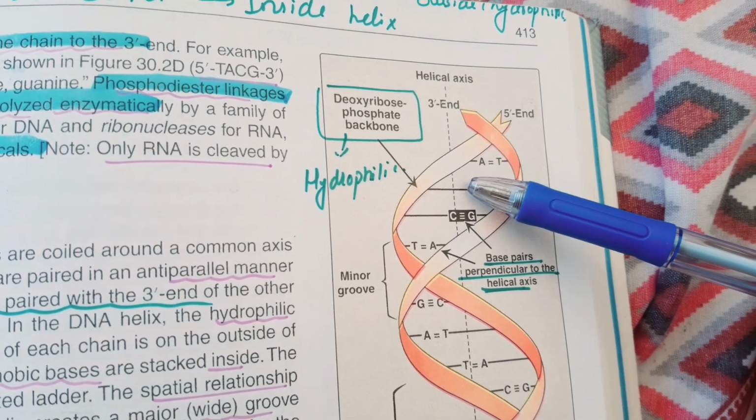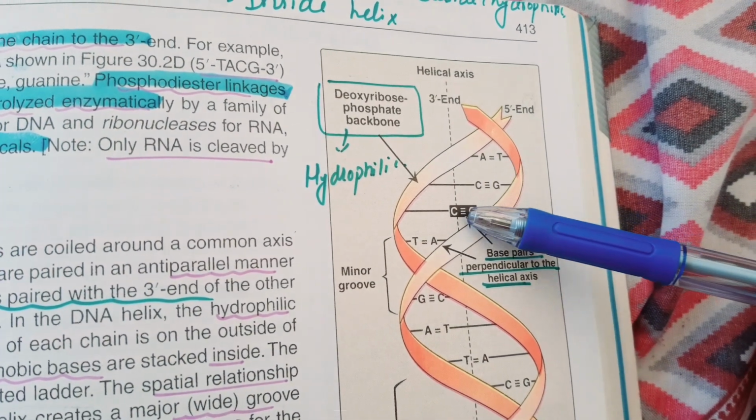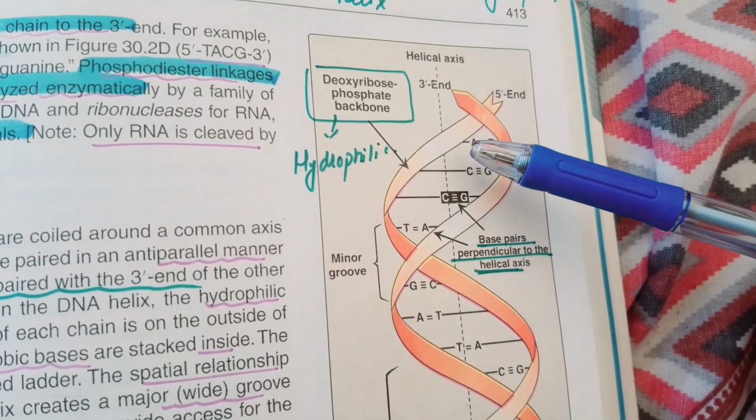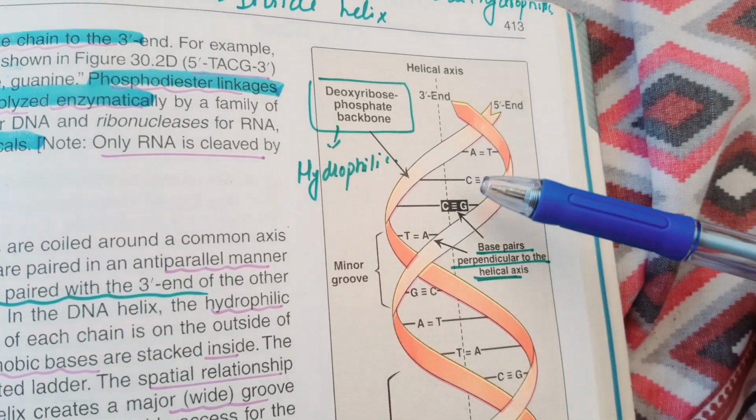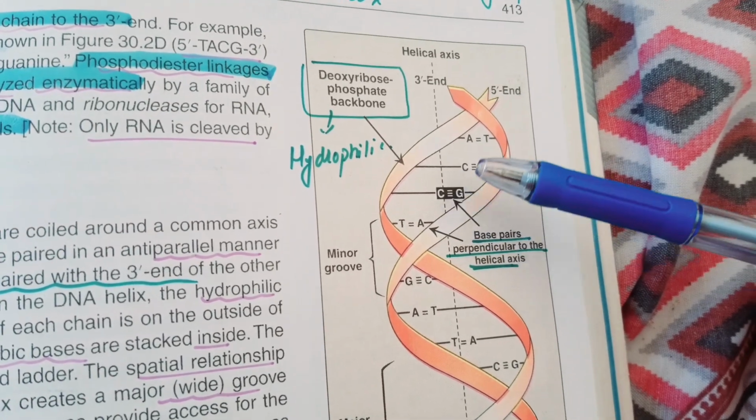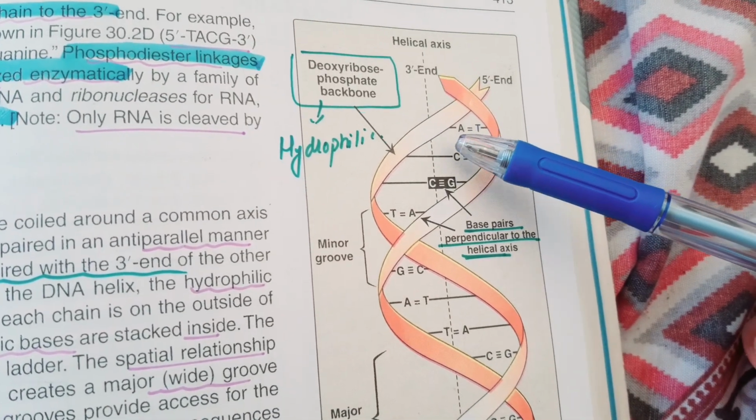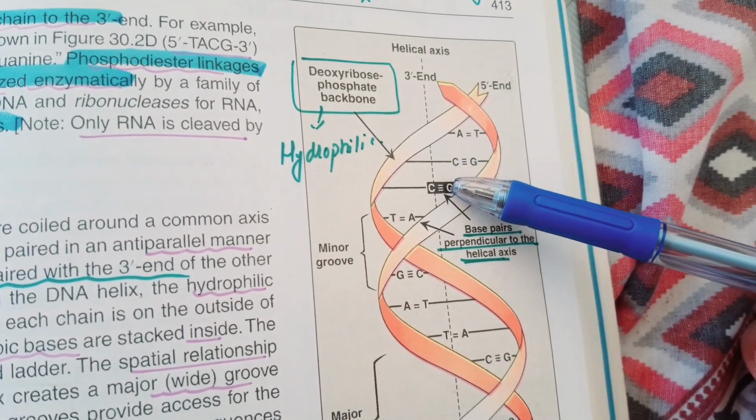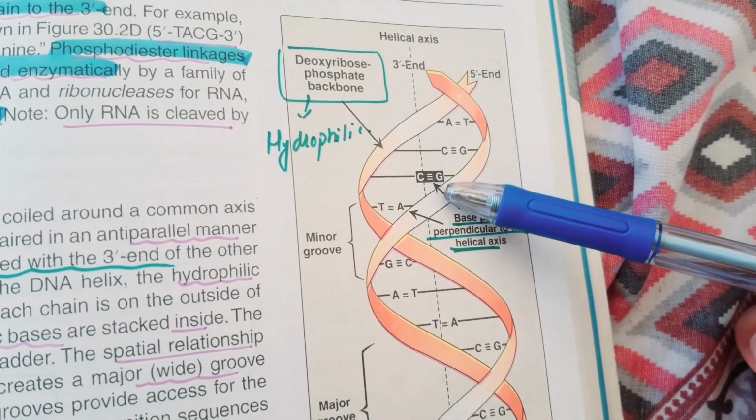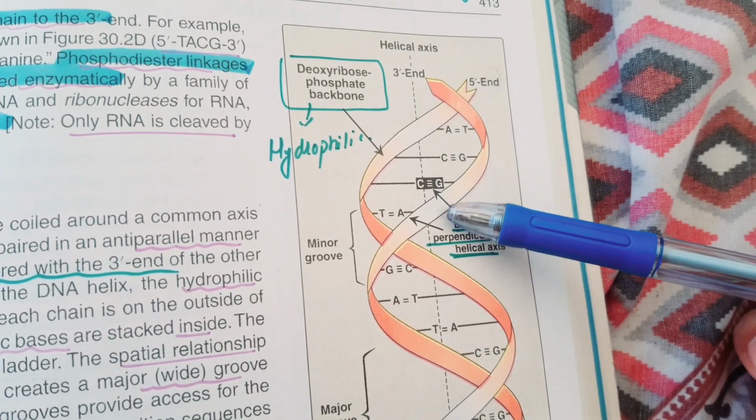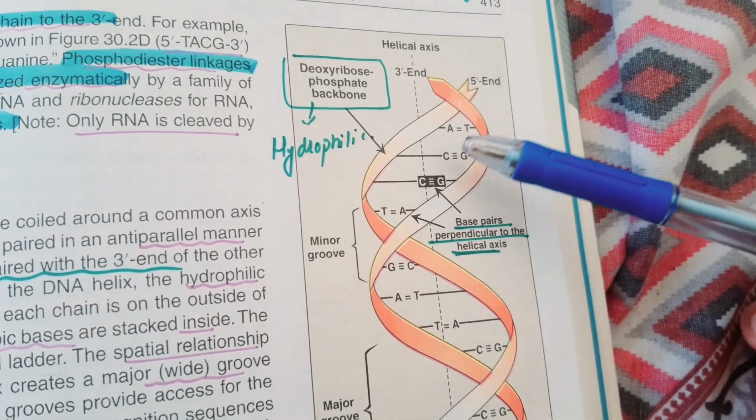Adenine is always paired with thymine, and cytosine is always paired with guanine. Adenine and guanine are double-ringed, while cytosine and thymine are single-ring molecules. There are 2 hydrogen bonds between adenine and thymine, and 3 hydrogen bonds between cytosine and guanine. These hydrogen bonds are broken down by heat or by pH changes.